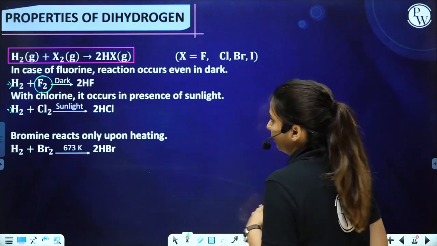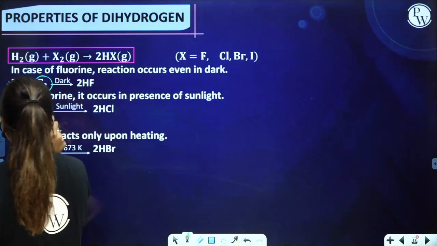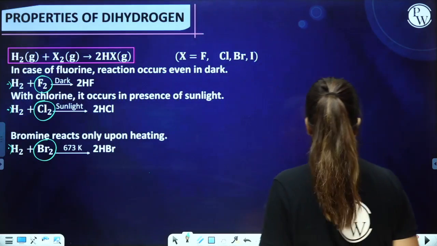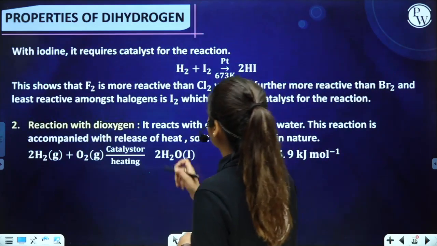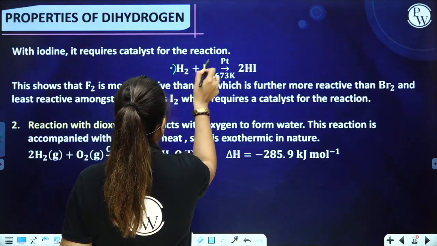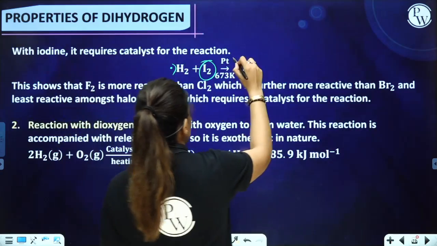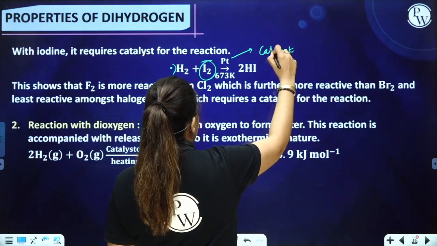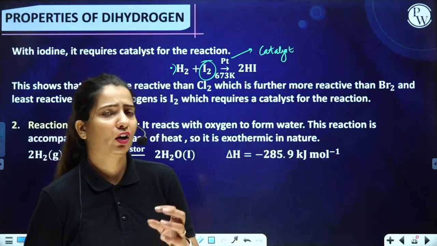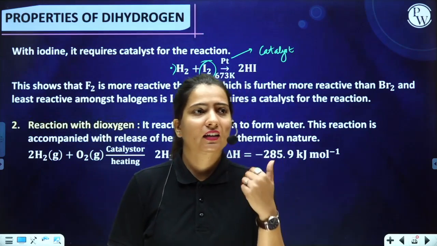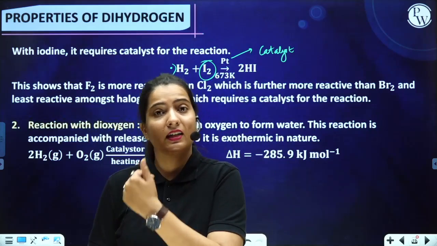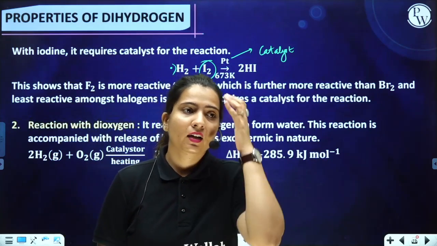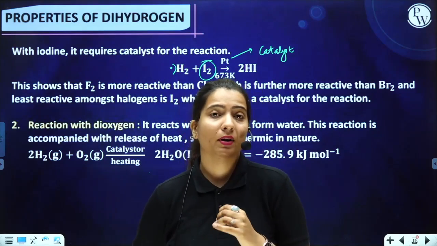Here we have bromine. And if you talk about iodine, iodine requires along with the temperature a catalyst also. So they are simply telling you that one of them requires no conditions, another moves towards sunlight, then temperature, then along with the temperature they require a catalyst. So the conditions for the reaction are becoming much more critical, much more enhanced.